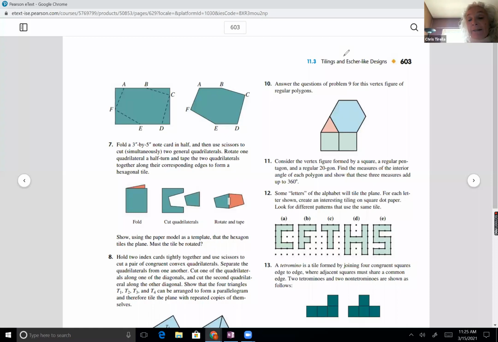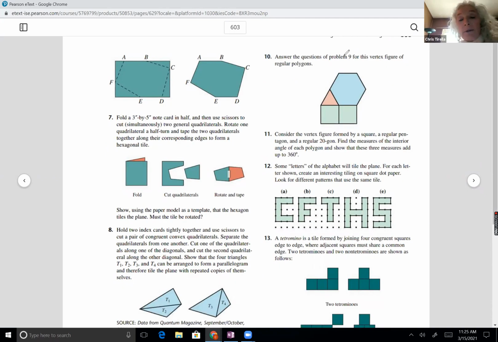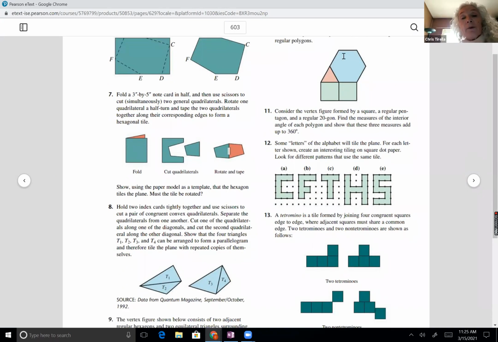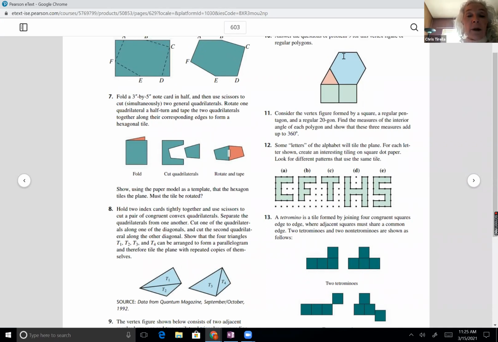I think question number 12 with the alphabet is kind of fun. Trying to cover a good section of a piece of dot paper with all C's that fit together. The idea of half turn would fit in here. If I looked at trying to tile the plane with those letter C's in order to get them to fit together, I might put another C directly below it.